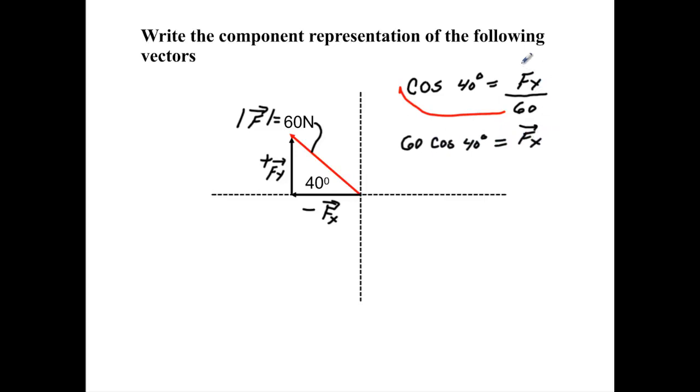We can label that with our vector too. Okay, before you do this calculation, make sure that your calculator's mode is set for degrees and not radians, because if it's set for radians, you're going to get the wrong answer. So grab the calculator, go to mode, and it's set for degrees. I'm set. So I'm going to take 60 times the cosine of 40 degrees, and I'm going to get 45.96.